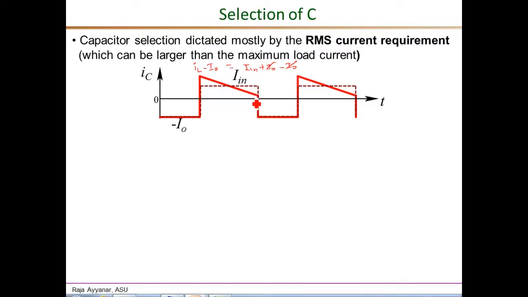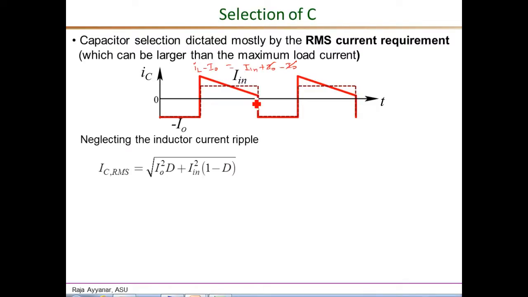Now if we try to derive the RMS value of this current, neglecting the high frequency ripple component, then the IC RMS is this simple expression. Essentially we take IO squared times the duration as a ratio of the total period, so that is D, plus in the next interval it is IN squared and the duration of 1 minus D.